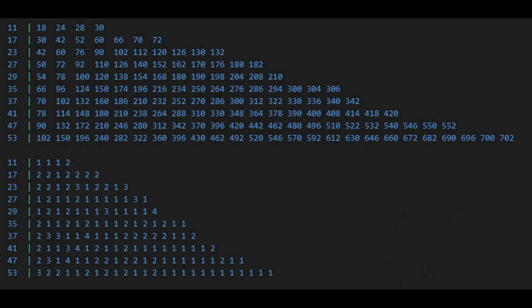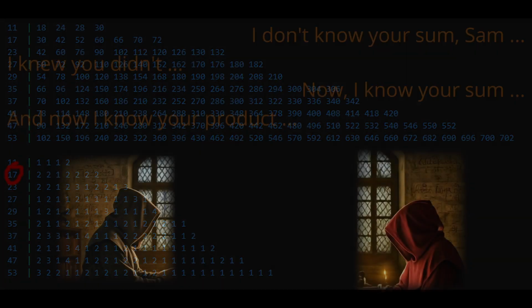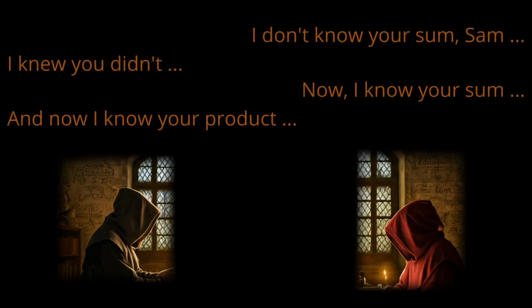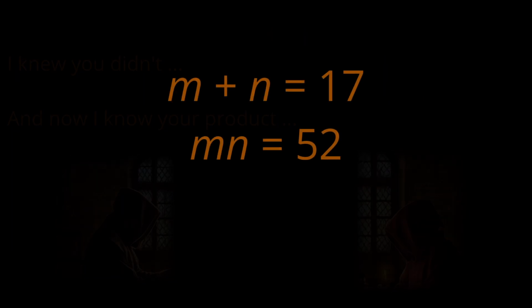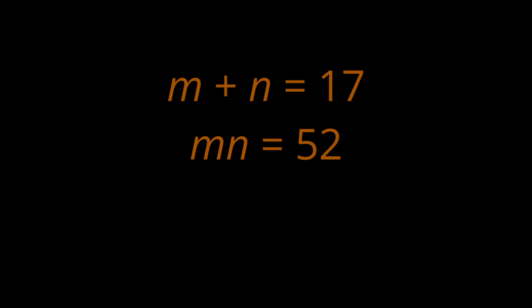So let's look at our tables again. For Sam to know the product, there should be only one sum that has only one unique product, and that sum is 17, with the product 52. So with the sum 17 and the product 52, this conversation now makes sense, and this leads to our solution. If the sum is 17 and the product is 52, then the original integers were 13 and 4.